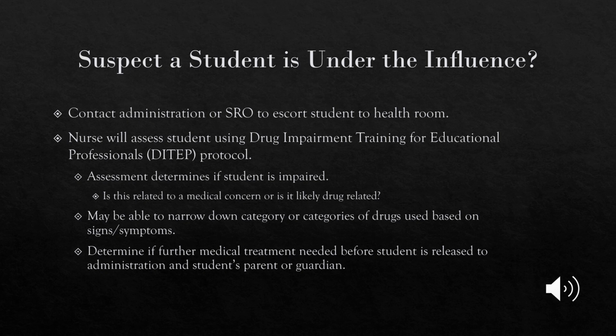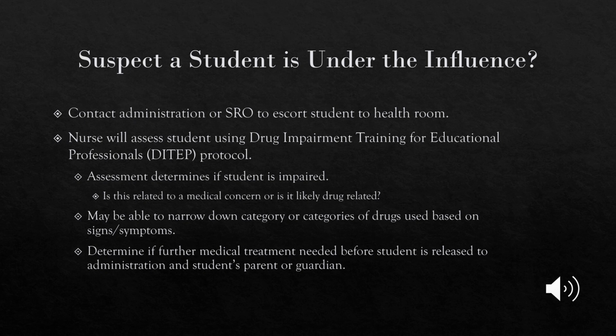First off, if there's an emergency, call 911, call the nurse's office, call the main office so the nurse can respond. And if you're not sure if it's an emergency or not, you can always call the nurse to respond to a student first. Always err on the safe side. But if no emergency is suspected and you suspect a student is under the influence, contact the school resource officer or administration and they will escort that student to the nurse's office. And the nurse will assess the student using the DITEP protocol, which I mentioned earlier.